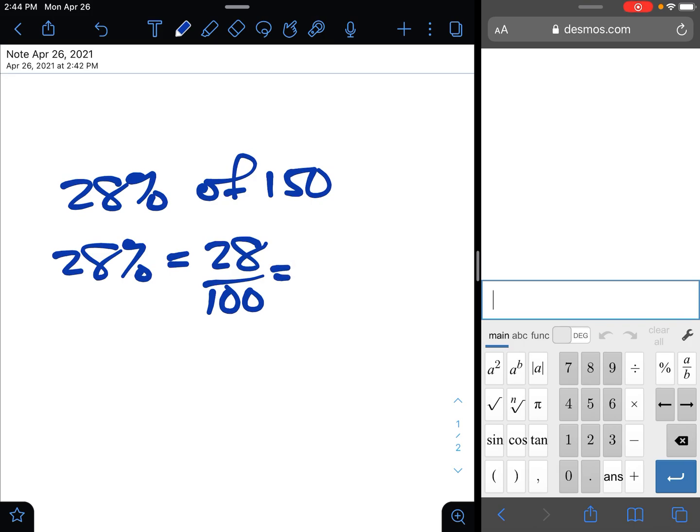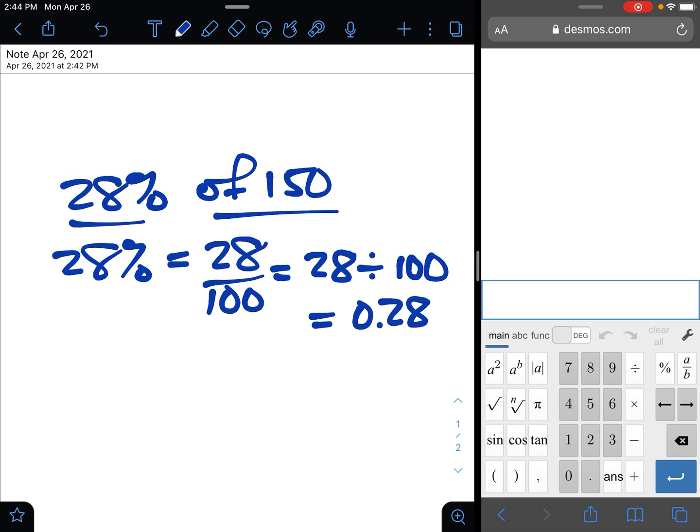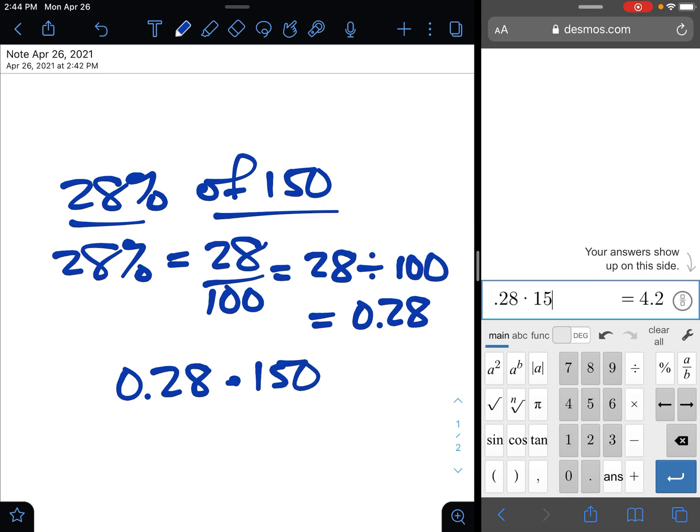So to make this into a decimal, we just divide the numerator by the denominator. That gives us our decimal, 0.28. To then find 28% of 150, we take that decimal, 28 hundredths, 0.28, and we multiply it by 150. So on your calculator, 0.28 times 150 is our answer, 42.